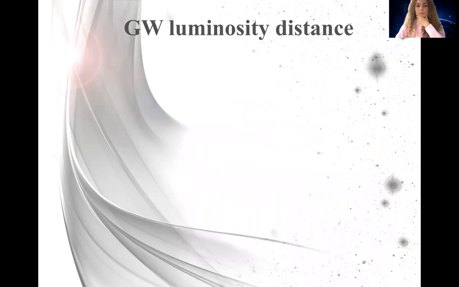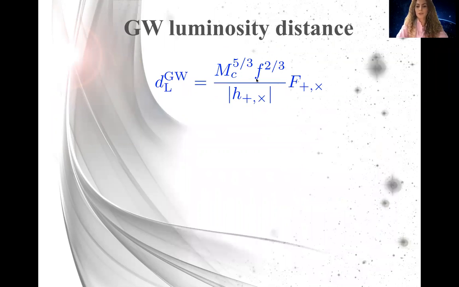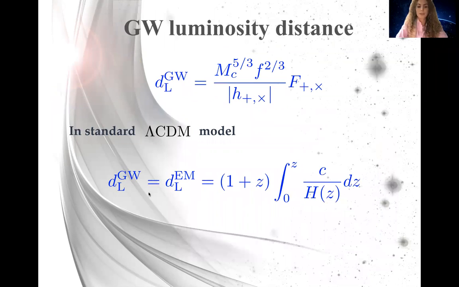Another very powerful thing that we can do now with gravitational waves is the luminosity distance. Once you have the amplitude of the gravitational waves, you can also compute the gravitational wave luminosity distance. In the standard lambda CDM model, this equals the standard luminosity distance coming from the electromagnetic part. And here you can see this is the way the Hubble function relates directly to the gravitational wave luminosity distance. Now, if you have a model which is not lambda CDM and this is not equal, this would be a smoking gun for physics beyond lambda CDM.